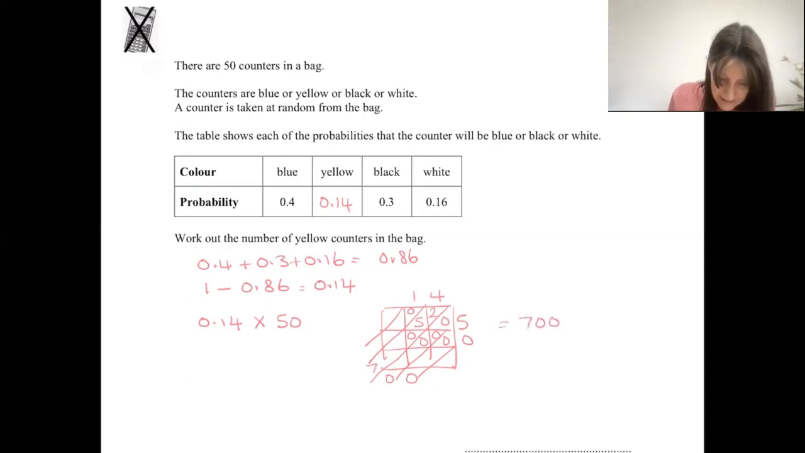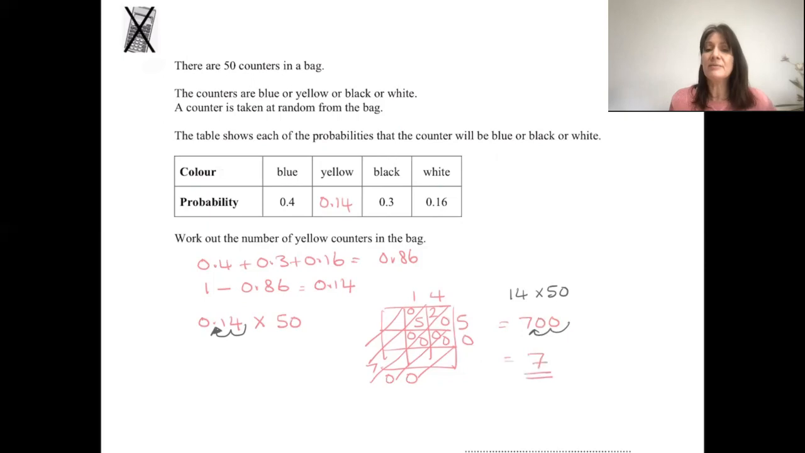Now I go back to the fact that I ignored that decimal. I've just done 14 times 50, but really I should have been doing 0.14. So that decimal point has gone in 2 places. So I will do that in my answer, and my answer is 7, which makes sense. It can't be 700, there's only 50 in there. It can't be 70, there's only 50 in there. So 7 counters are yellow.